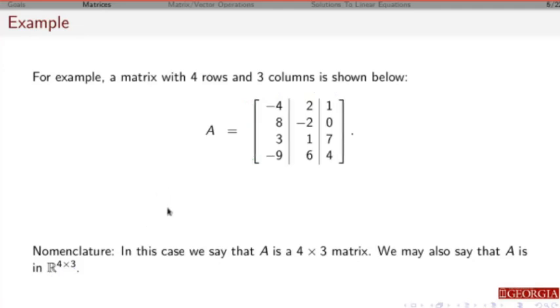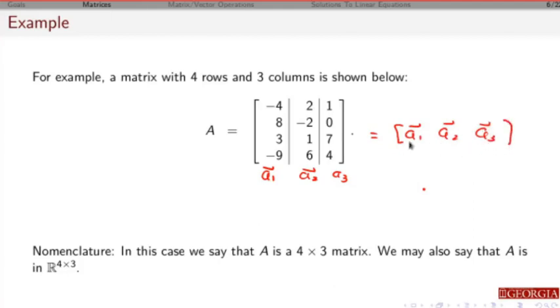Again, it's going to be important to think about this not as a bunch of numbers. In this case, we've got 12 numbers. One way to think about this is in terms of the columns. So we would like to think about this in terms of column 1, which is minus 4, 8, 3, minus 9, column 2, which is 2, minus 2, 1, 6, and column 3, which is 1, 0, 7, 4. So you'll see me write this as column 1, column 2, column 3.